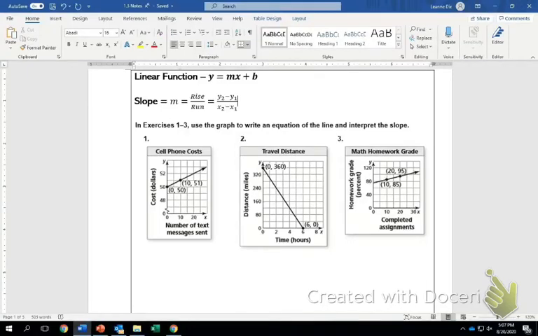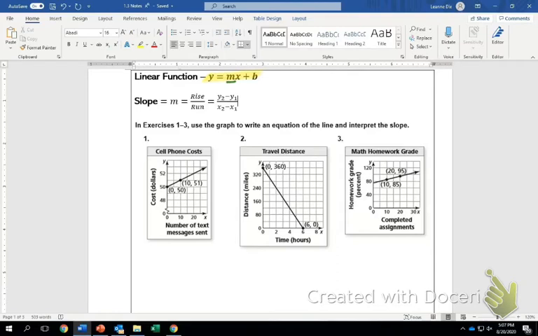So 1-3 is all about modeling with your linear functions. And so we're going to use a lot of the same properties that you guys learned from Algebra 1 to sort of help us out here, beginning with our actual linear function, or y equals mx plus b. So this is the most important equation that you're going to be using in this section.